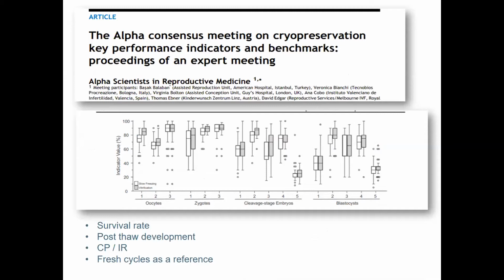So this is then the Alpha consensus, which was on cryopreservation in 2012. This looked at survival rate, post-thaw development, and did use fresh cycles as a reference. So this is the same sort of thing. We're trying to get to the same basic place and talk about all of the same basic things. It's just trying to allow us all to improve. When we see where everybody is going, everybody can come along with us in one group, right?